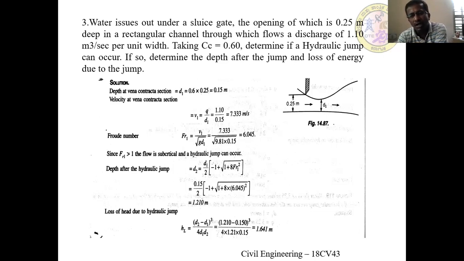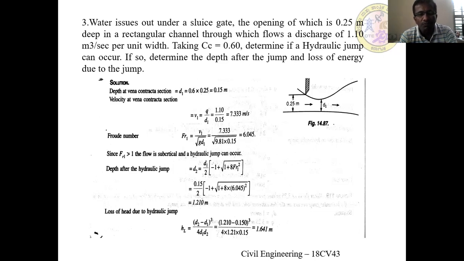So the vena contracta, the minimum cross-sectional area of flow, has depth 0.6 into 0.25, since the Cc value is given. That gives 0.15 meter. Velocity at the vena contracta, once again using the continuity equation: V1 equals q by D1. We know q, we know D1, so it is 1.1 by 0.15, which is 7.33 meter per second.